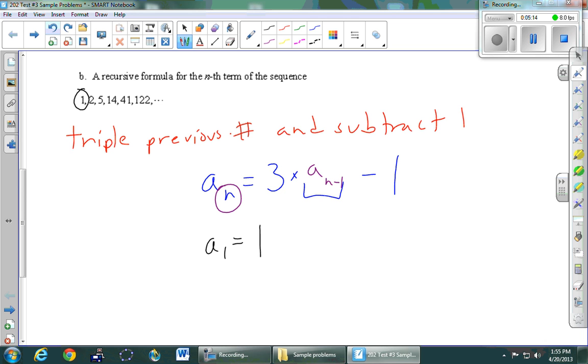Okay, the blue equation is not the only way. You could also say that a sub n plus 1 is going to be your generic next term to find. Triple, in this case, a sub n would be the current term, and then subtract 1.